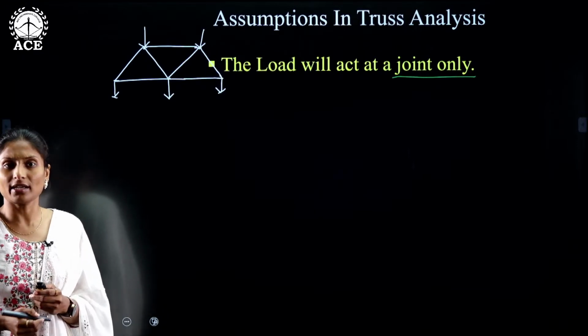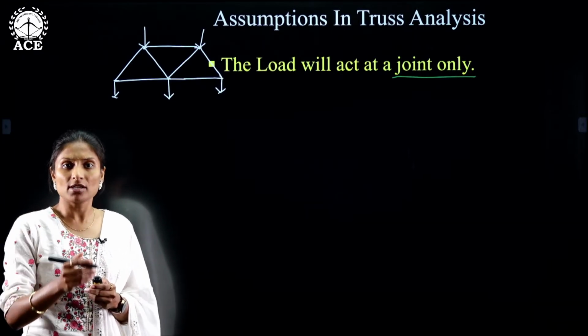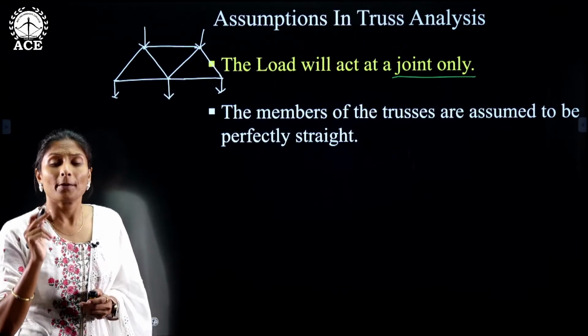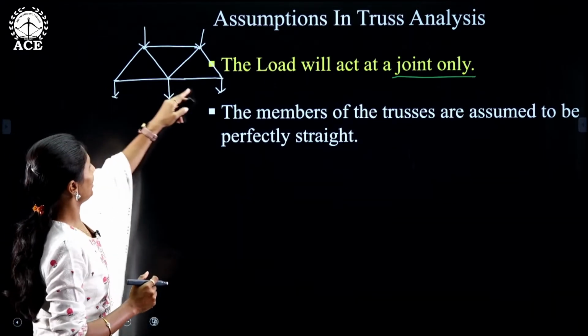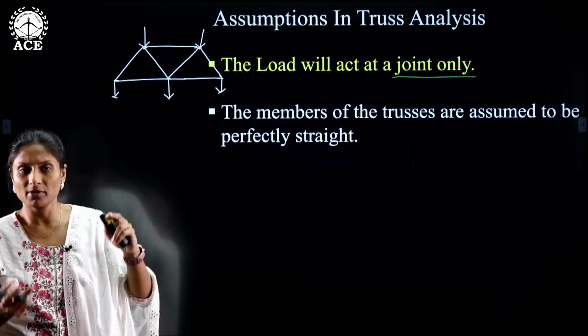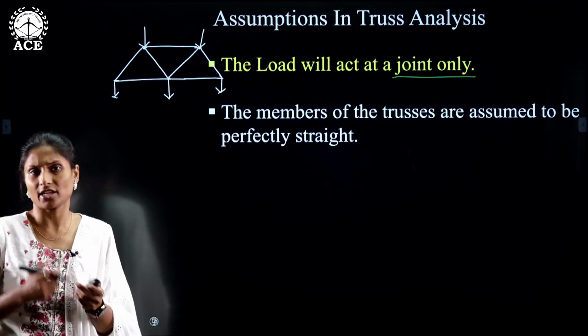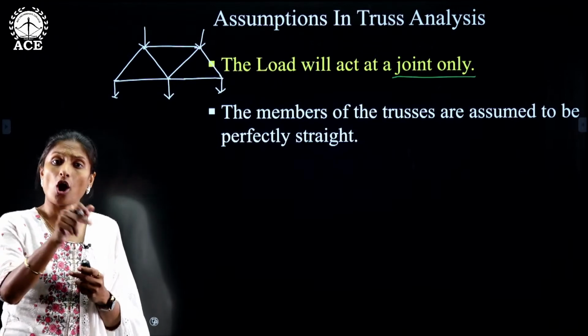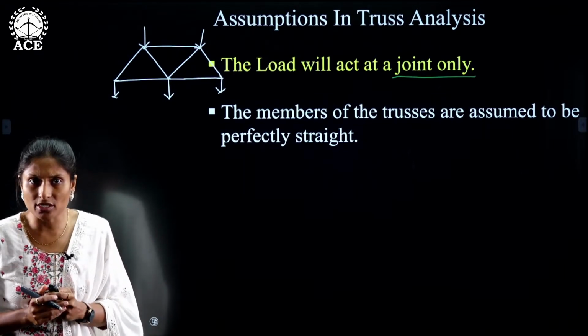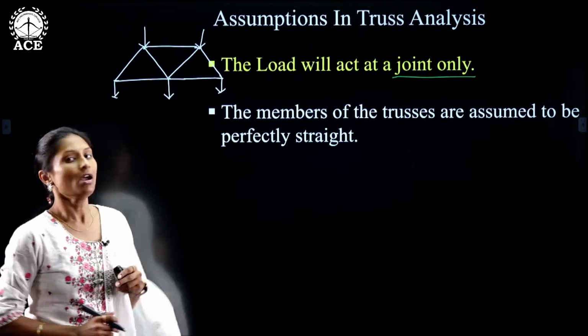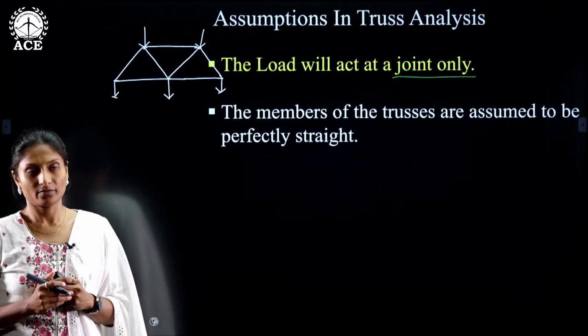Then coming to the second assumption, all the members of a truss are perfectly straight. So whatever the direction of the truss members may be, whether it is horizontal direction or vertical direction or an inclined direction, irrespective of the inclination, all the members should be perfectly straight.